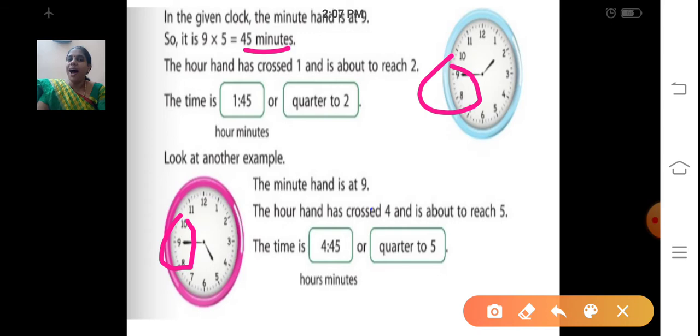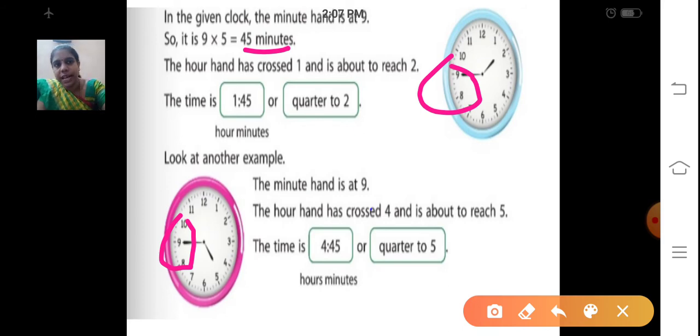Now the hour hand has crossed 1. Just see. Usually how do we see the time? If it has fully crossed the bigger marking, we take that time, isn't it? So just see, it has crossed 1 completely, right? It is going to 2, but it is not completely 2. So it is about to reach 2.